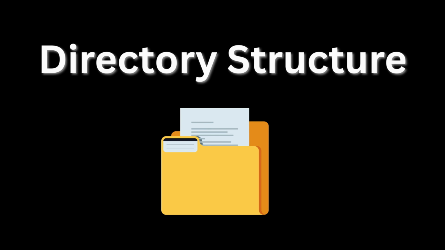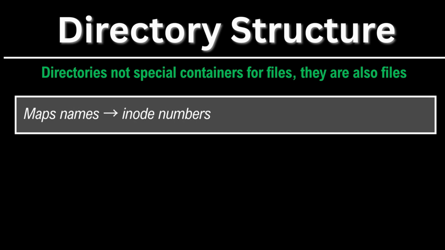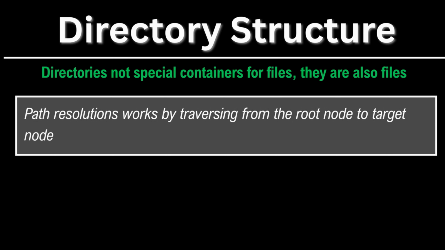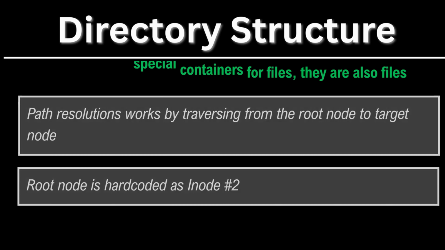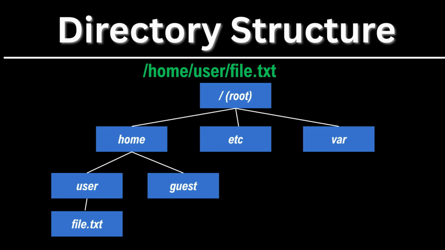Moving on to the directory structure, directories are not special containers. They are also files whose data blocks hold a table mapping file names to their inode numbers. The entire file system is arranged as a tree where directories are internal nodes and the files are the leaves. Path resolution works by walking this tree from the root node, one node at a time. And the root node is always inode number 2, that's hard-coded, which is how the OS always knows where to start. Let us take a path /home/user/file.txt as an example. We will start from the root node, go to the home node, and then the user, and finally we will reach file.txt.